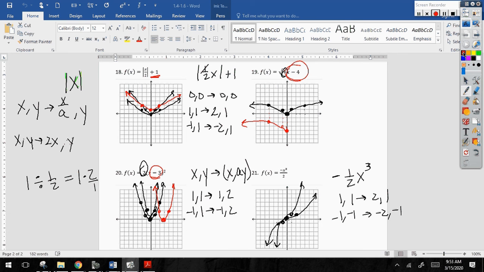And now I'll take care of that reflection over x. So it will be down here. That 0, 0 is just staying the same each time. And here. So it looks something like this now. Okay?